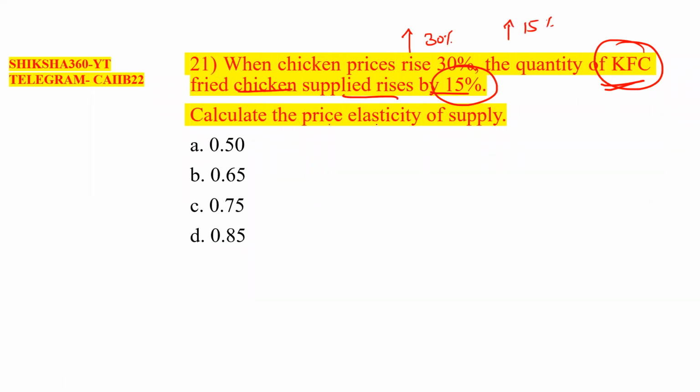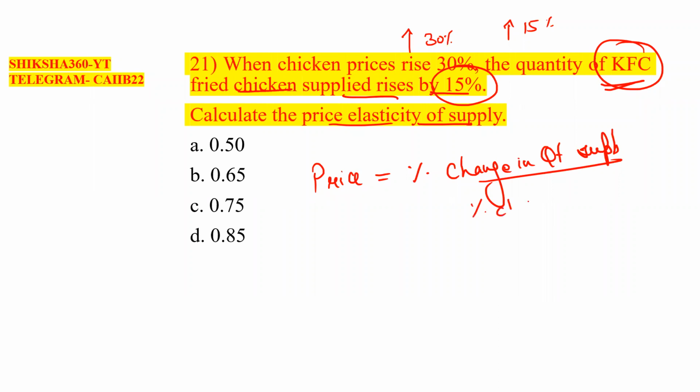Calculate the price elasticity. How can we calculate it? Price elasticity is the percentage change in quantity supplied upon the percentage change in price. Here the percentage change in quantity supplied is 15%, and the percentage change in price is 30%.